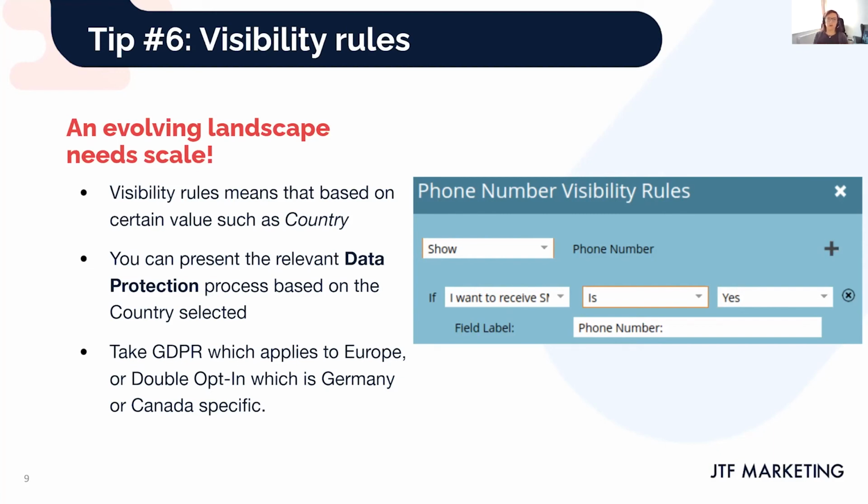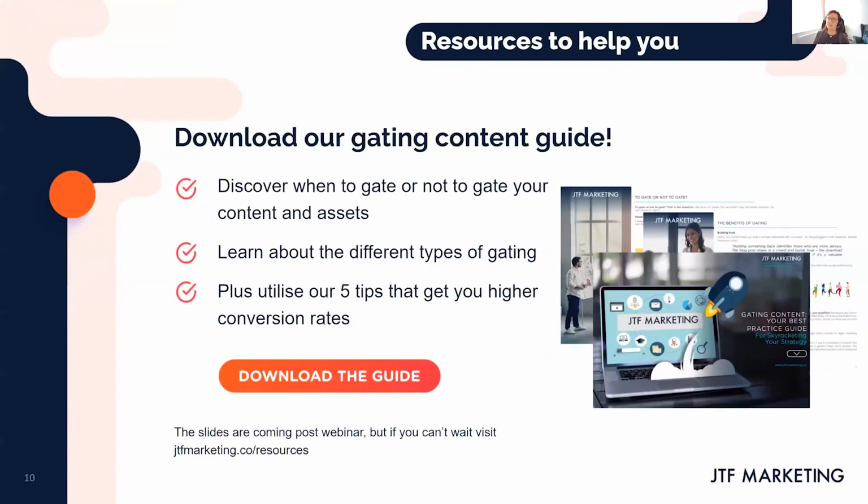You can also use visibility rules for data protection verbiage, for example. So if someone says they're from a country in Europe, then you can show GDPR specific information. If they're from the US, you can show US specific information. And that just allows you to make sure that you are covered for your particular circumstances. And that's pretty much our quick run through our tips on forms.